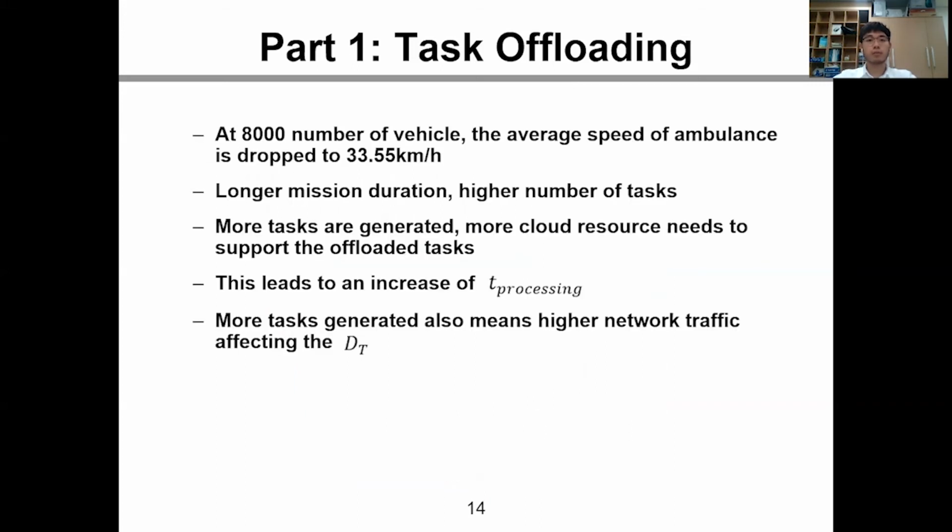So if more tasks are generated, we need more cloud resources to support the offloaded tasks. This will lead to an increase of the processing time because many more tasks need to be processed. And if more tasks are generated, it also means that higher network traffic can affect the network delay.